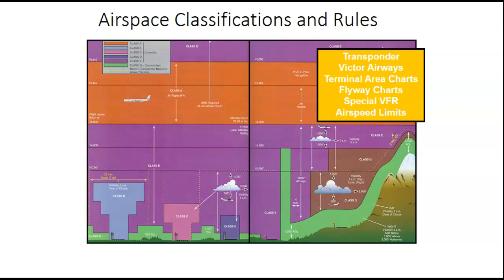Then there are other rules for transponders. Victor Airways, which are airways between VORs, also have different rules. It's Class E airspace in a Victor Airway. We can see more detail about airspace on a terminal area chart, or a TAC chart, and we can find flyway charts. We'll discuss special VFR and airspeed limits as well.